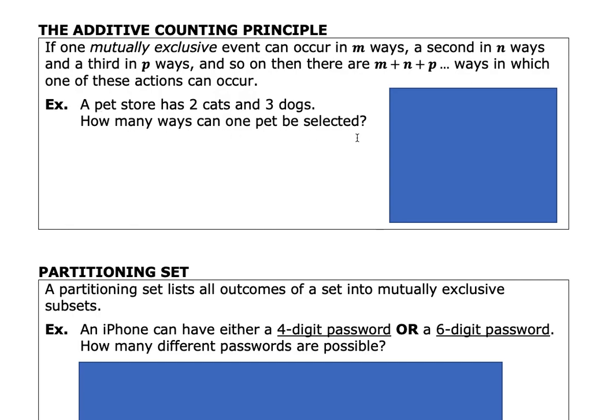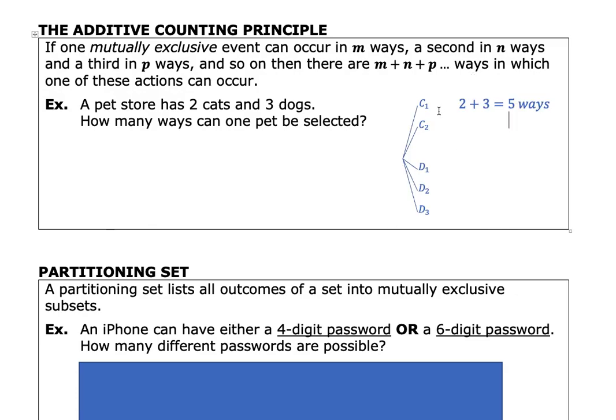Now note that each cat and each dog is considered different. They are not identical, so each is a unique choice. Do not overthink this. This is 2 plus 3, because we could have picked either of the 2 cats or any of the dogs. So 2 plus 3, and that keyword is or.